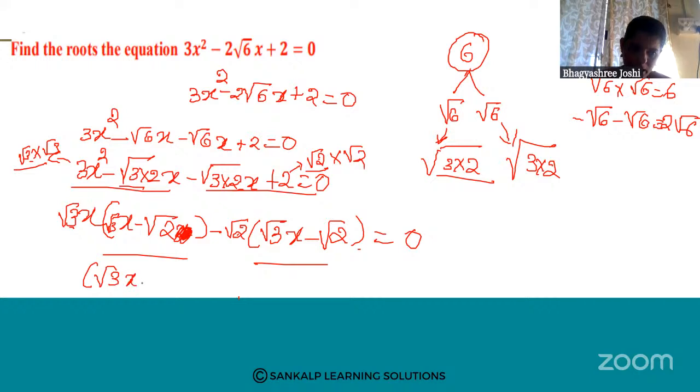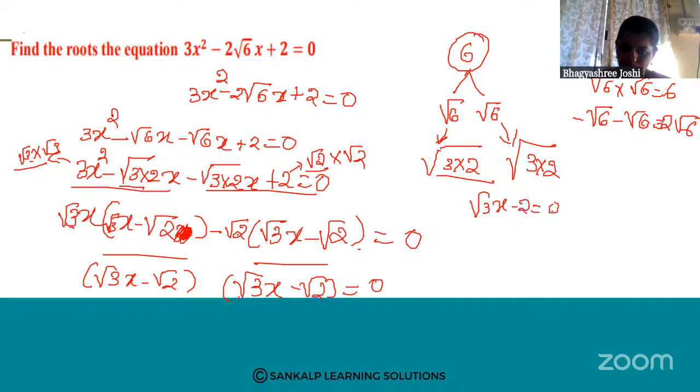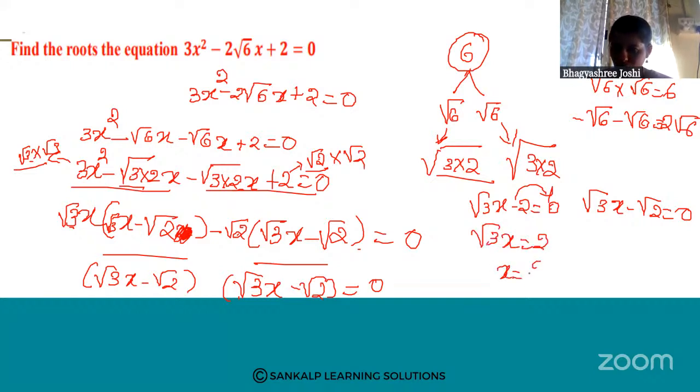Root 3x minus root 2 and root 3x minus root 2 is equal to 0. So now root 3x minus 2 equal to 0 and root 3x minus root 2 is equal to 0. Now transfer this minus 2 to this side. Root 3x is equal to 2, x is equal to 2 divided by root 3 you will get. So this is 1 root. Another root: transfer this minus root 2 to this side, so root 3x is equal to root 2, x is equal to root 2 divided by root 3.